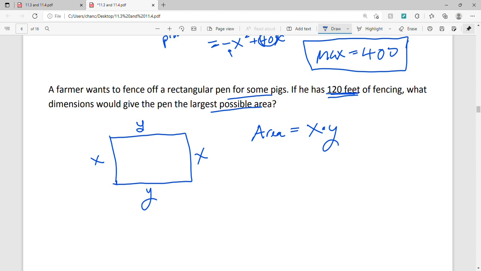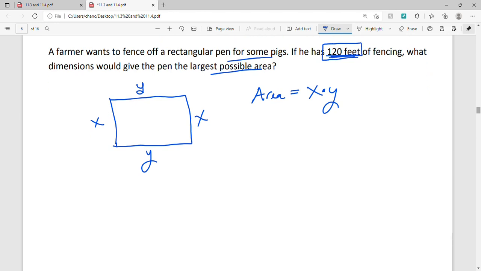But we have too many variables, so how do we replace y with values in terms of x? Well, think about this 120. This 120 represents the perimeter. Now, how do you calculate the perimeter? The perimeter is equal to all of the sides added up together.